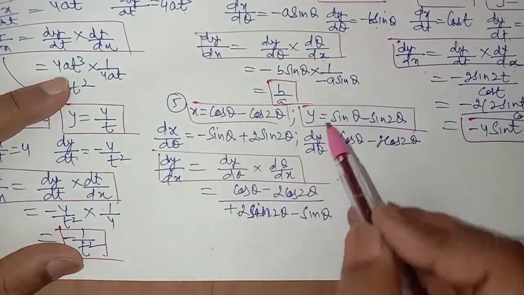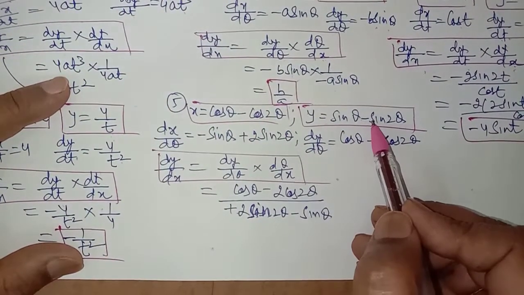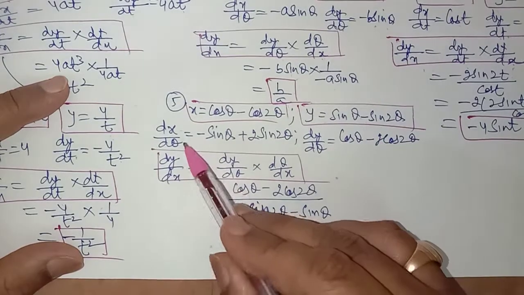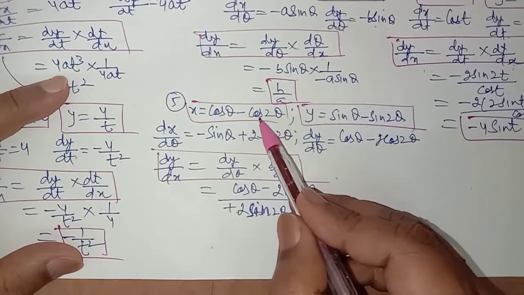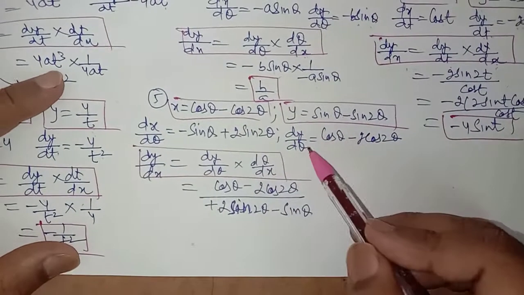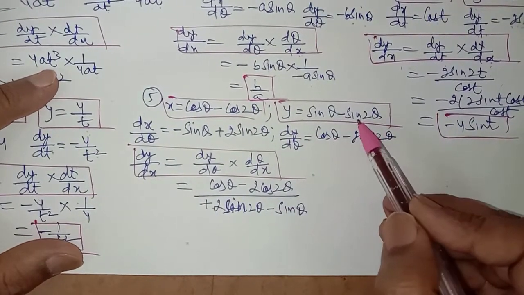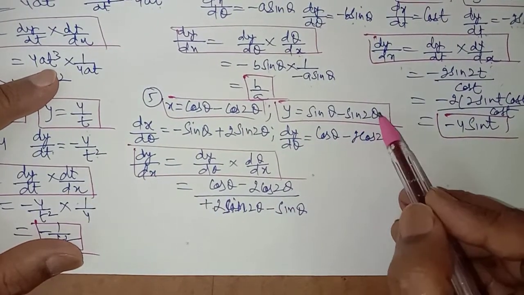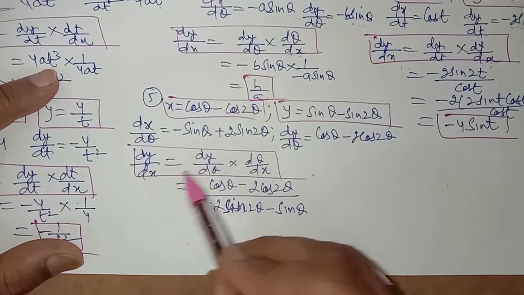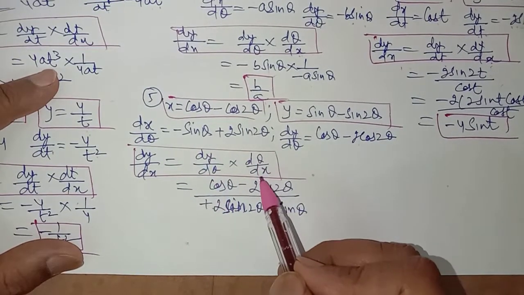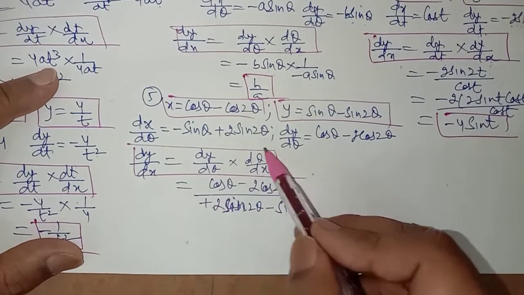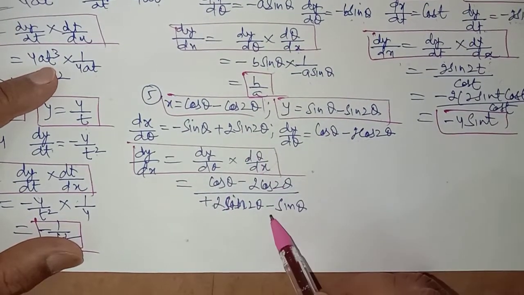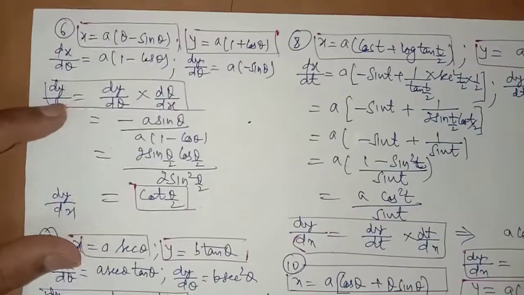Similarly, x and y are both expressed in terms of theta. So theta here is the parameter. So dx upon d theta is minus sine theta plus 2 sine 2 theta, dy upon d theta is cos theta, and the derivative of sine 2 theta will be cos 2 theta into 2. So dy by dx will be dy upon d theta into d theta upon dx. So dy upon d theta is this, and d theta upon dx is its reciprocal. So somewhat easy questions are there in the exercise.